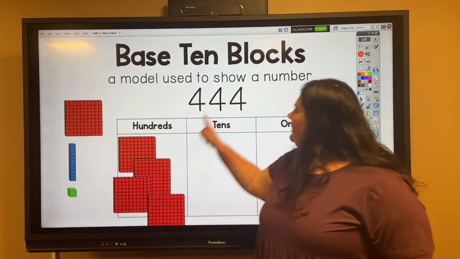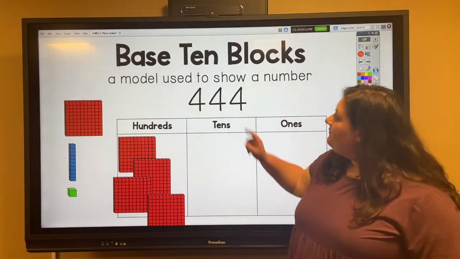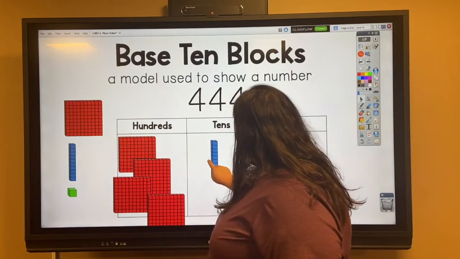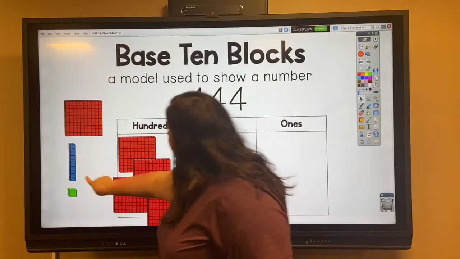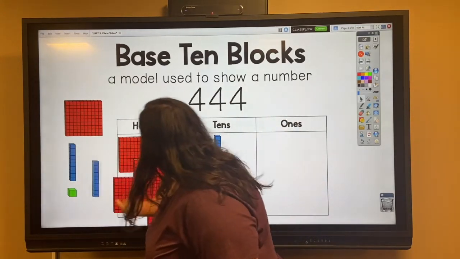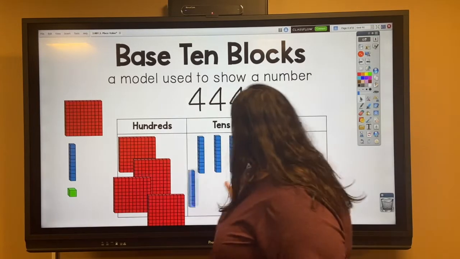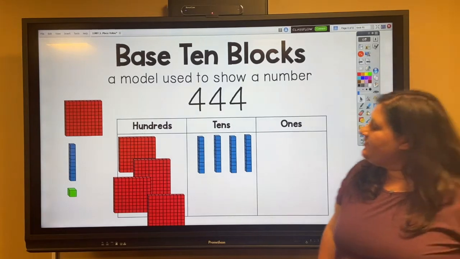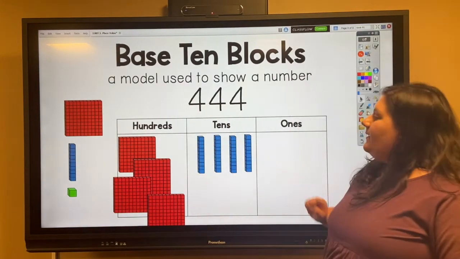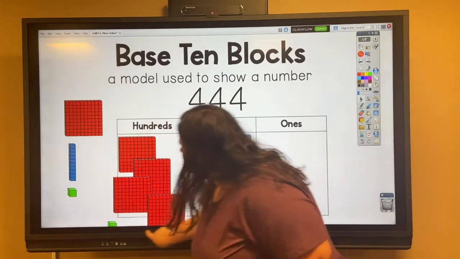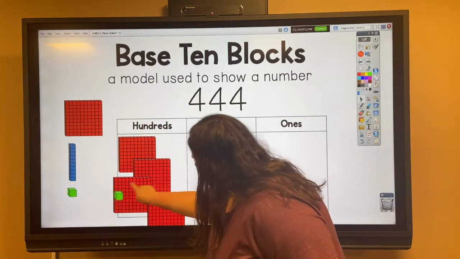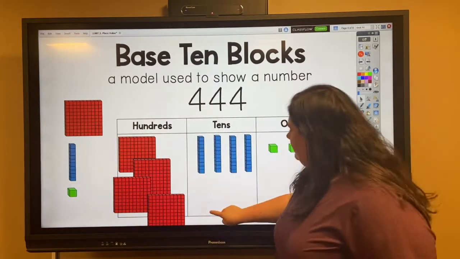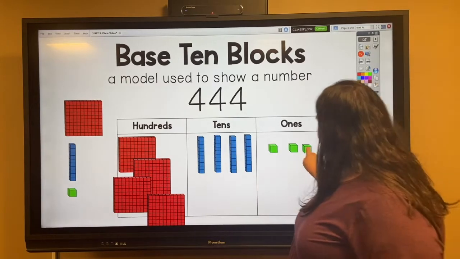All right. In 444, there are 4 tens. So I'm going to put 4 tens rods underneath the tens place. 1, 2, 3, 4. All right, and then in 444, there are only 4 ones, so I'm going to take a bit, I'm going to put 4 bits underneath the ones part. 1, 2, 3, 4.